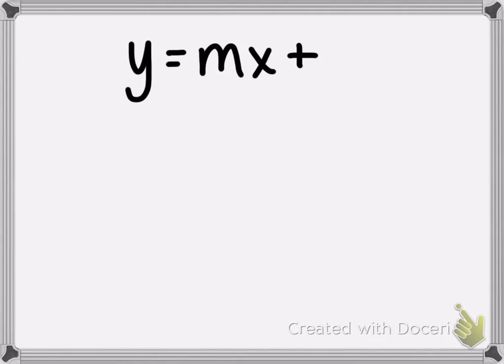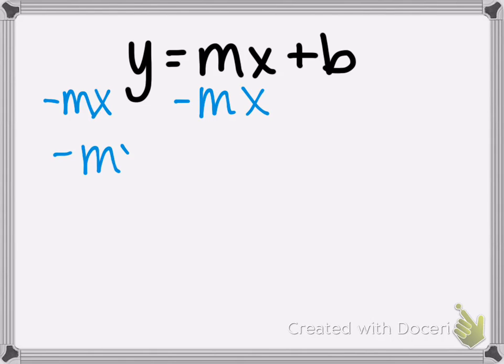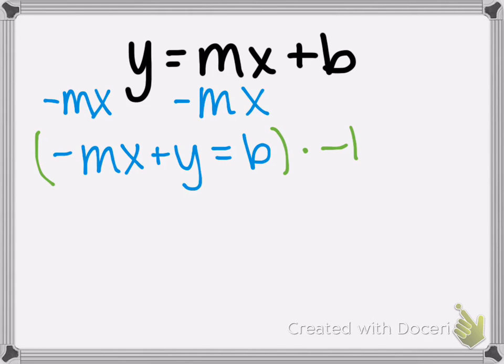And the last one, y equals mx plus b. The first thing we have to do is move our mx term to the other side of the equation by subtracting, and we get negative mx plus y equals b. The problem here is we do not want a negative mx, we want a positive one, so we multiply the whole thing by negative 1.